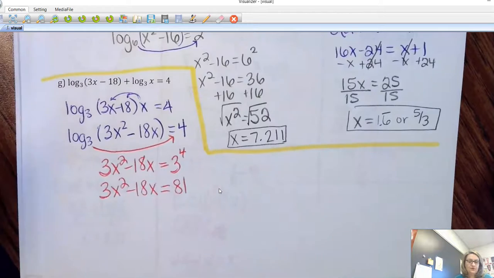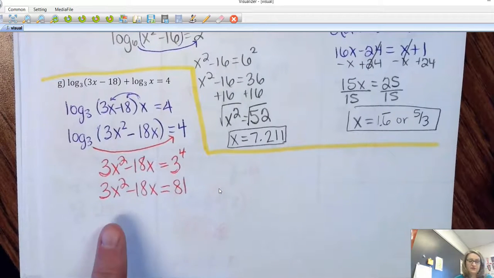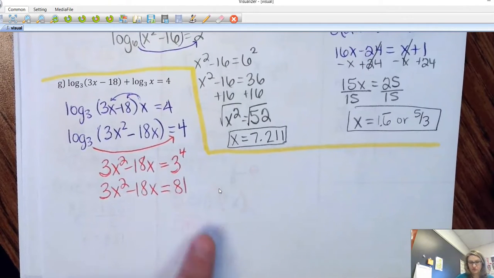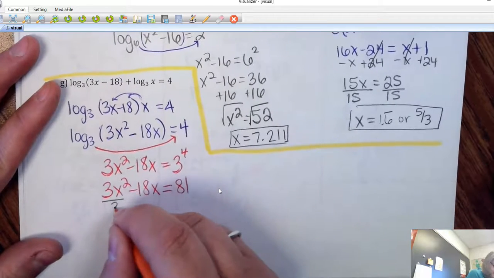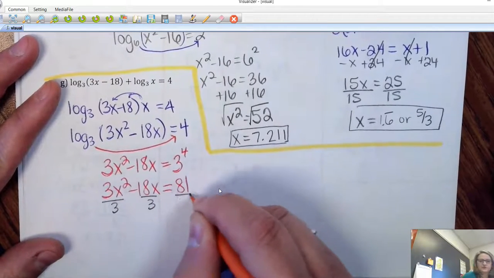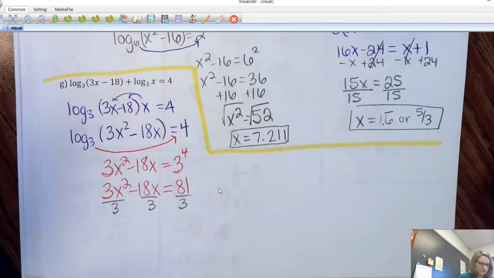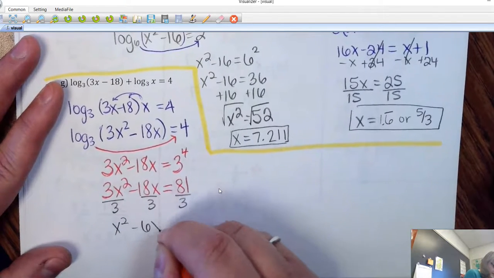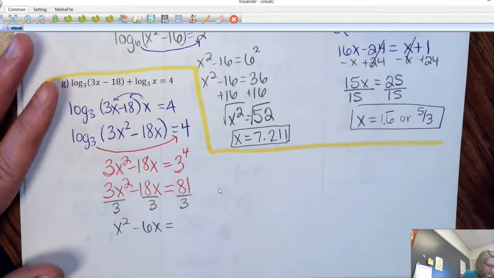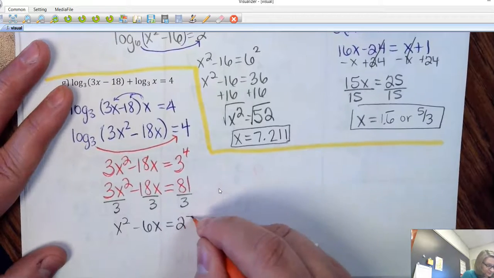Now, what I would tell you here, all 3 of these numbers are divisible by 3 as the greatest common factor. So let's just divide everything by 3 real quick. So we're working with some smaller numbers, make it a little easier to do. This would become x squared minus 6x equals, 81 divided by 3 is 27.